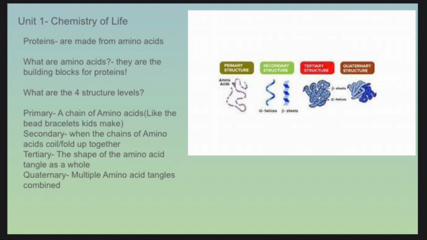Secondary structures are when the chains of amino acids are coiled or folded up together, as you see in the second part. Now, tertiary: the shape of the whole amino acid tangles as groups. So those folds and stuff just tangle up into one big structure. Quaternary are basically multiple of those tertiary structures combined together.